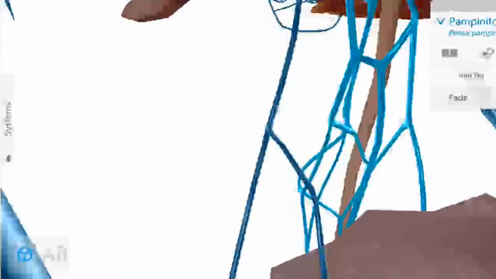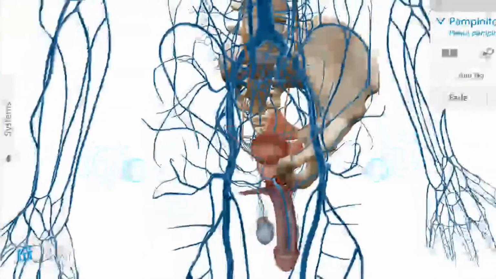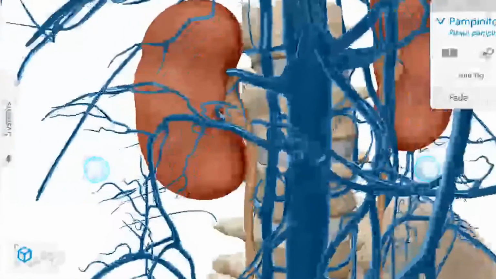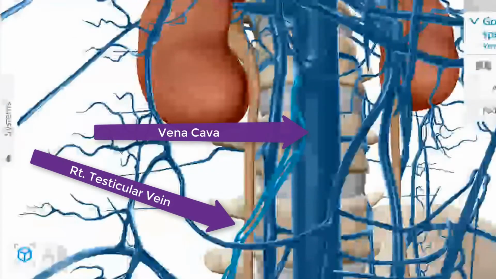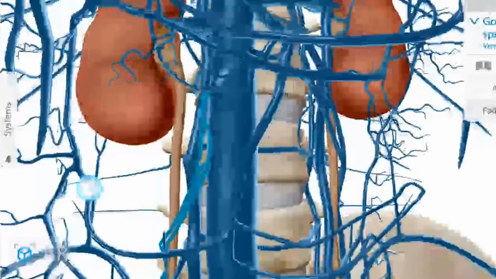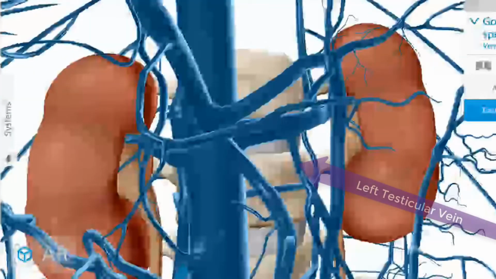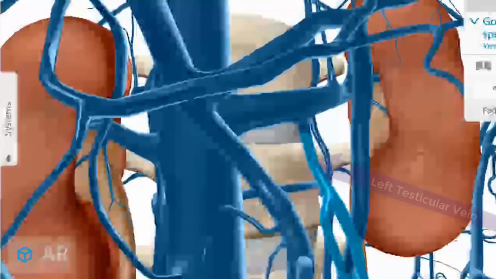So these are the pampiniform plexus of the testis. Here it is the vena cava. Here it is the right testicular vein or right gonadal vein, while the left gonadal vein arises from the left renal vein. Sorry, this is the left testicular vein which is draining into the left renal vein.